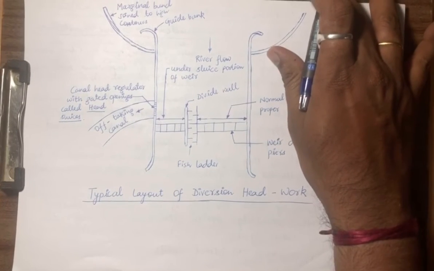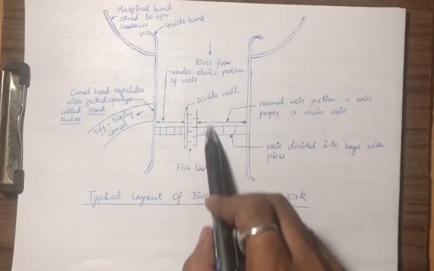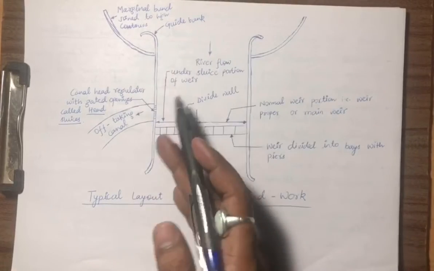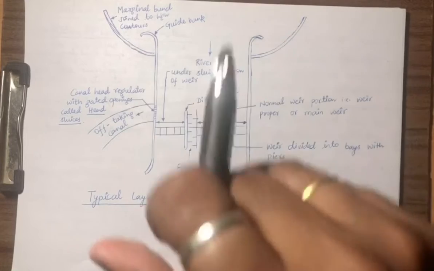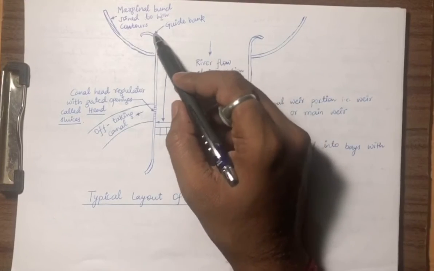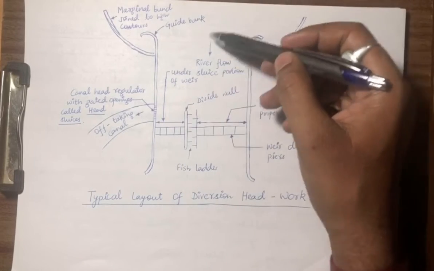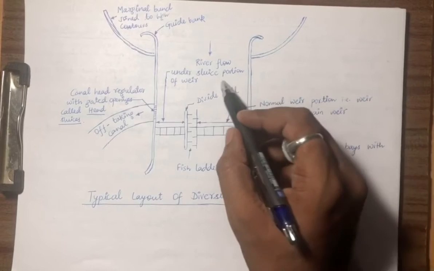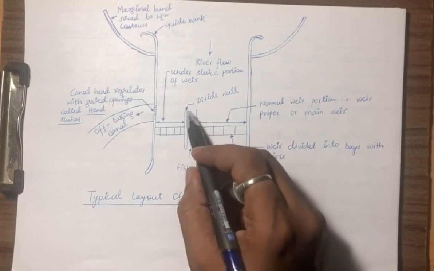So you can see the water river flow is along this. So this is constructed along a river. So we are seeing a cross section, we are seeing a plan. So these are the guide banks. What they are doing is guiding the water to flow here. This is a divide wall, this is a fish ladder.